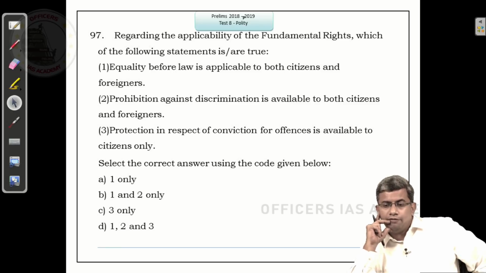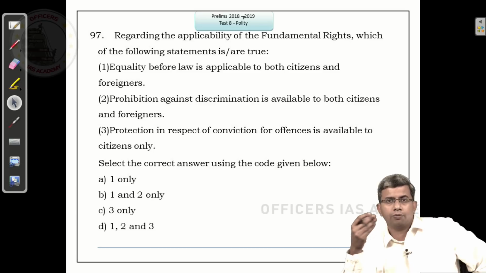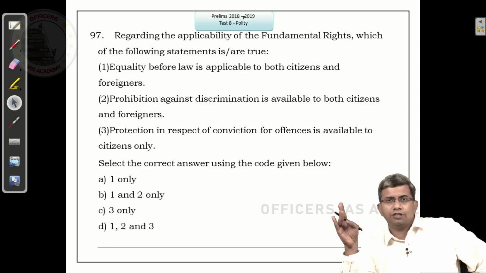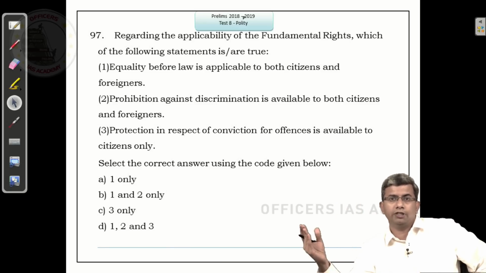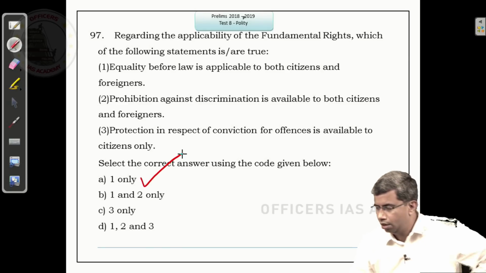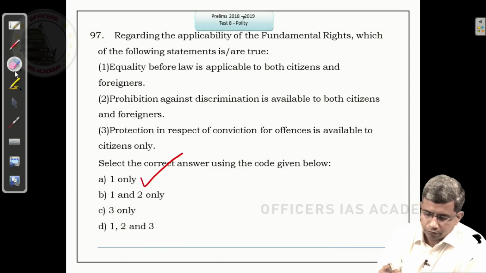Protection in respect of conviction for offences is available to citizens only. No, Article 20, which gives protection in respect of conviction, is applicable to all persons. Again, which are the articles which are applicable to citizens and to persons? Please go and watch the previous video. 15, 16, 19, 29, 30, applicable only to citizens. The rest applicable to all persons. So the correct answer here is A, 1 only.